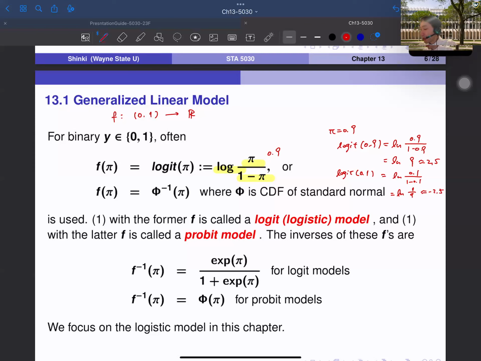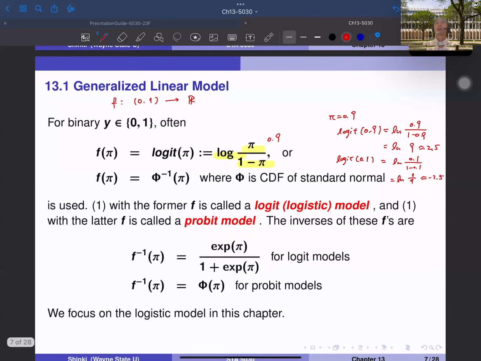So as pi gets smaller, logit of pi approaches negative infinity. As pi approaches 1, the logit of pi approaches positive infinity. So that is the property of this function.